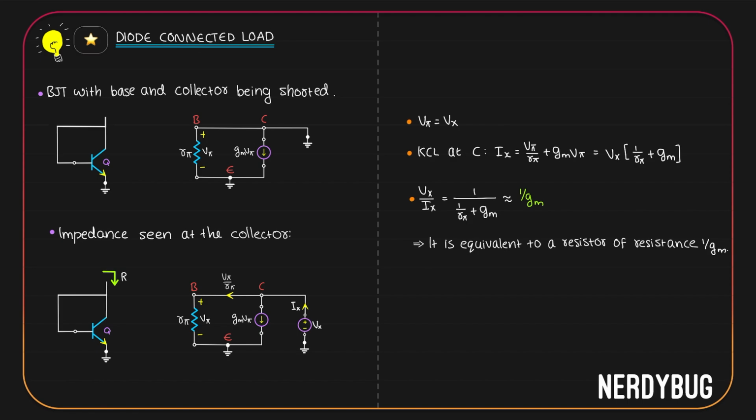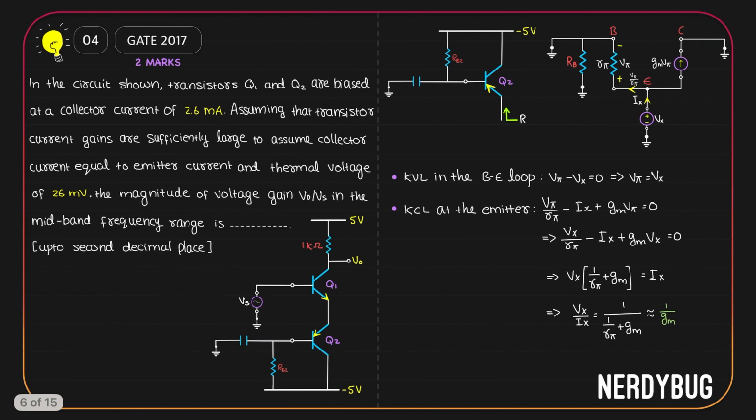This is called the diode connected load because when the base and collector are shorted, the transistor acts as a diode. So when you see a diode connected transistor in a circuit, you should be able to model it as a resistor whose resistance is 1 by Gm. Let us now take a look at our previous problem.